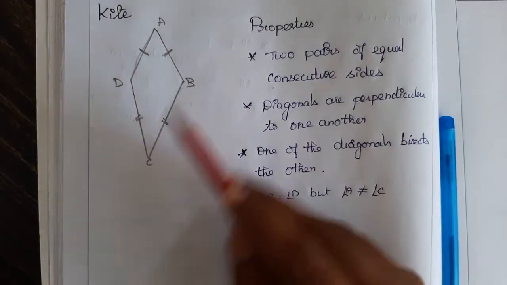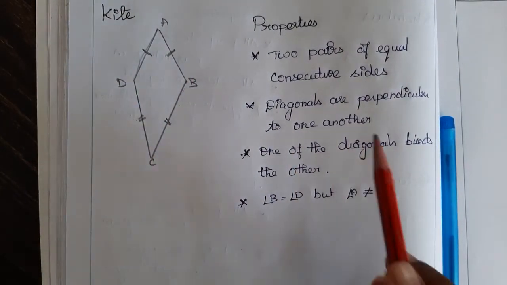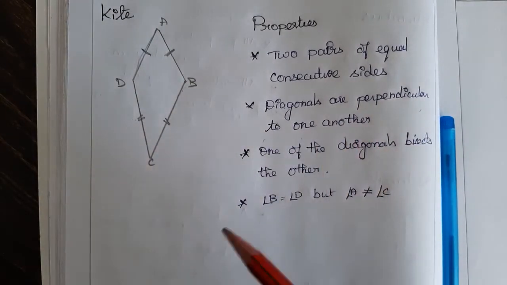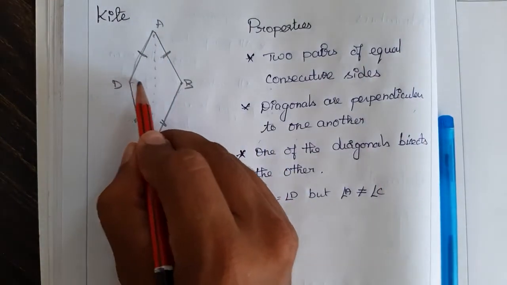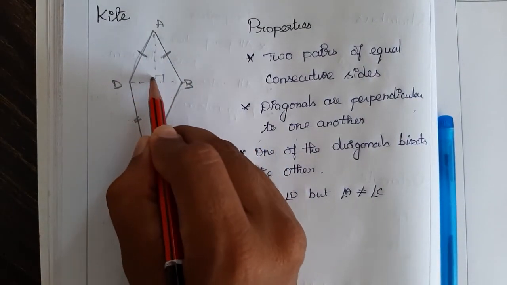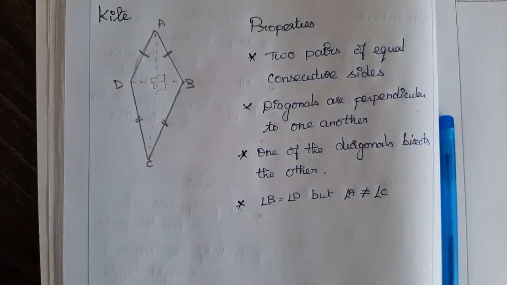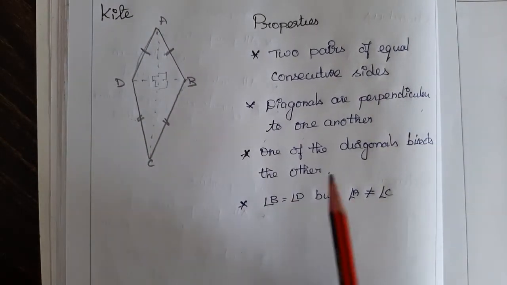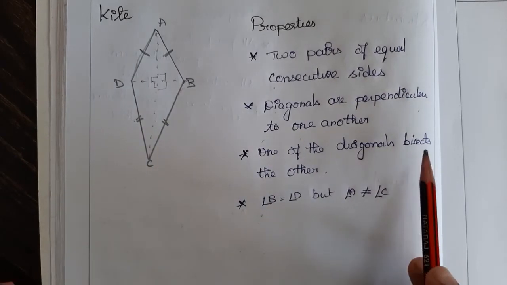But previously we saw opposite sides are equal, or all sides are equal. We didn't see that only consecutive sides are equal, right? So it is different here. And diagonals are perpendicular to one another. If you draw the diagonals, it says they are perpendicular to one another, which we saw already in the rhombus. And one of the diagonals bisects the other.